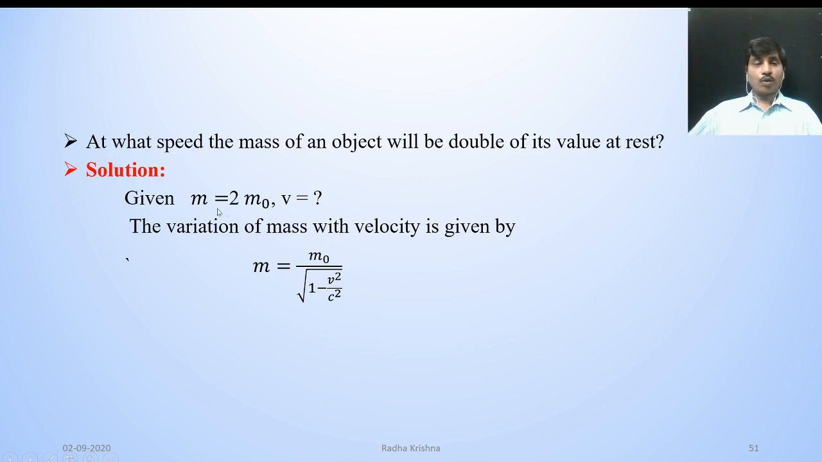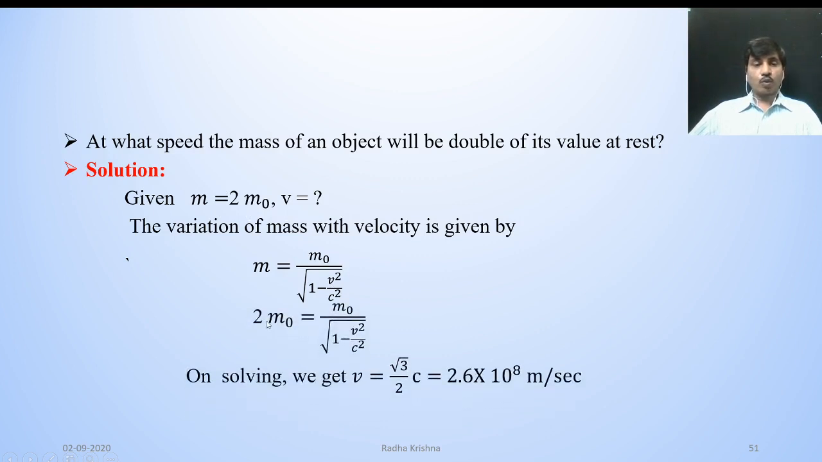Given m is equal to 2m0, what is the value of v? On substituting the values, we get 2m0 is equal to m0 by square root of 1 minus v square by c square. Then v is equal to square root of 3 by 2 c, that is equal to 2.6 into 10 to the power 8 meters per second.